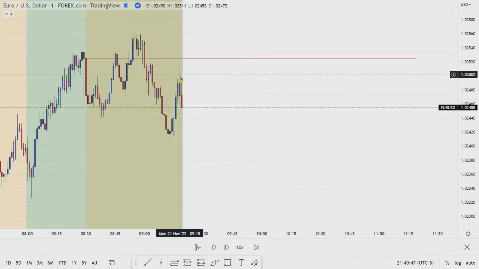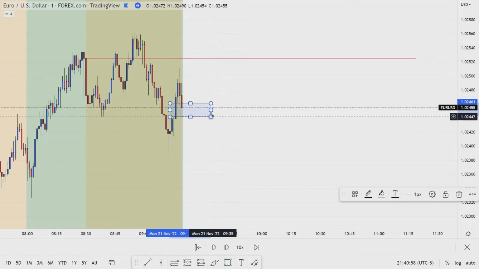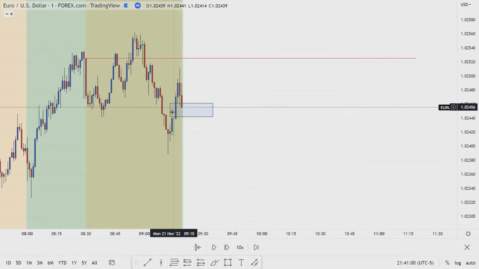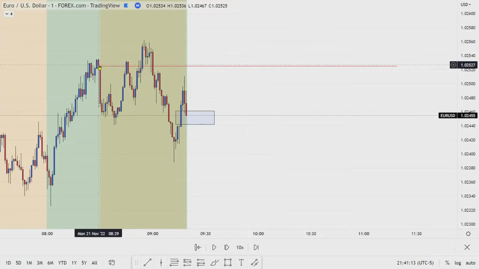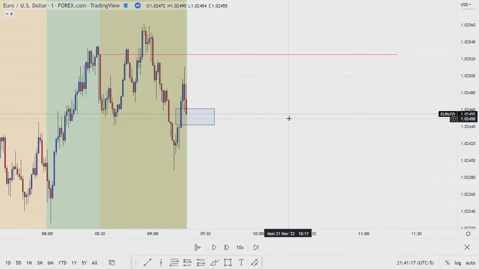As it went up, we can see that it made an imbalance between this candle and this candle. It would look something like this. Between that candle and that candle, there was an imbalance. Price made the imbalance as it took out this high, and then it came back into that imbalance. Knowing that we are in a discount market, this could have been a buy.